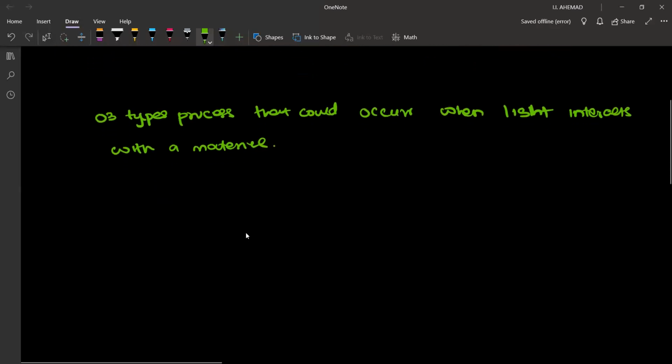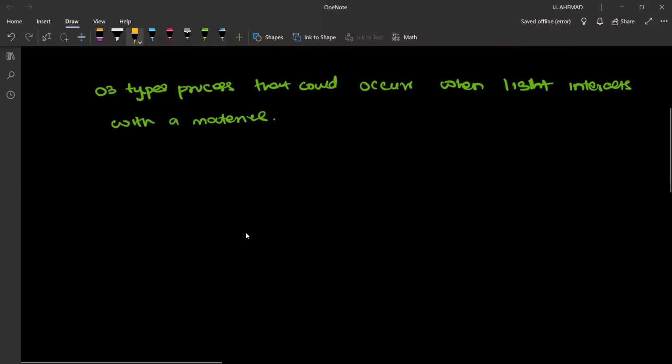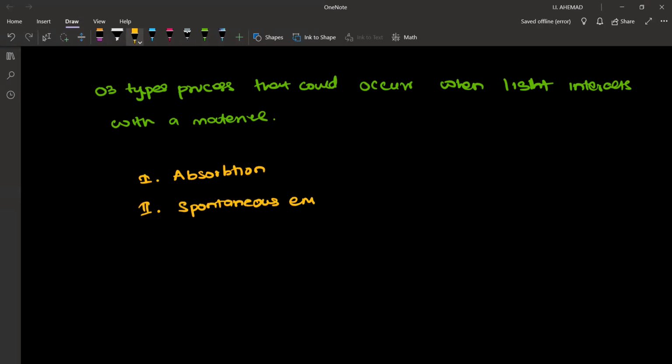If you look at those three processes, the first process is absorption, the second process is spontaneous emission, and the third process is stimulated emission.